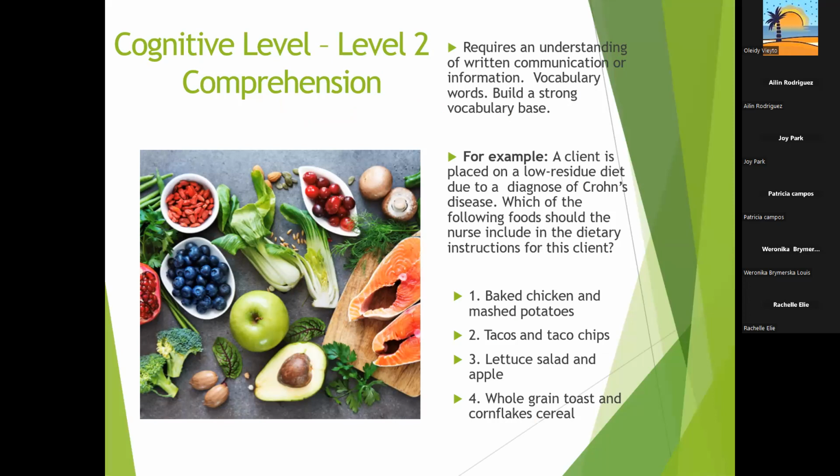Okay. A client is placed on a low residue diet due to a diagnosis of Crohn's disease. Which of the following foods should the nurse include in the dietary instructions for this client? Is it 1, baked chicken and mashed potatoes, 2, tacos and taco chips, 3, lettuce, salad, and apples, 4, whole grain toast and cornflakes?